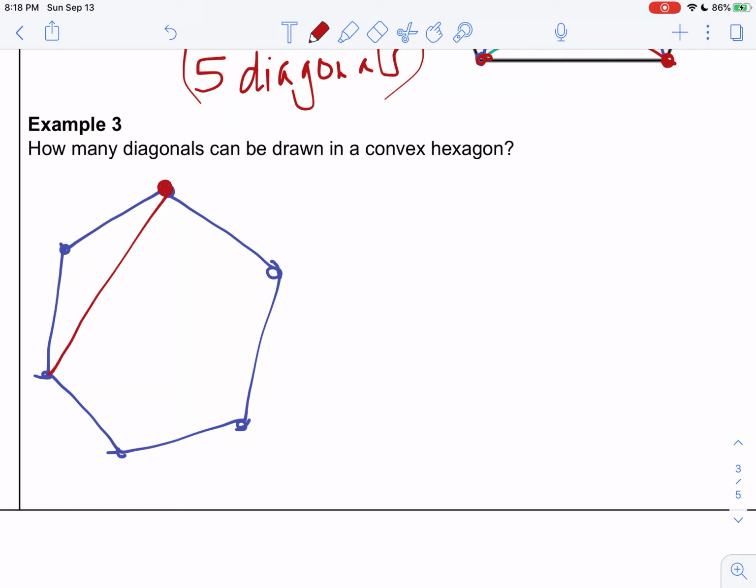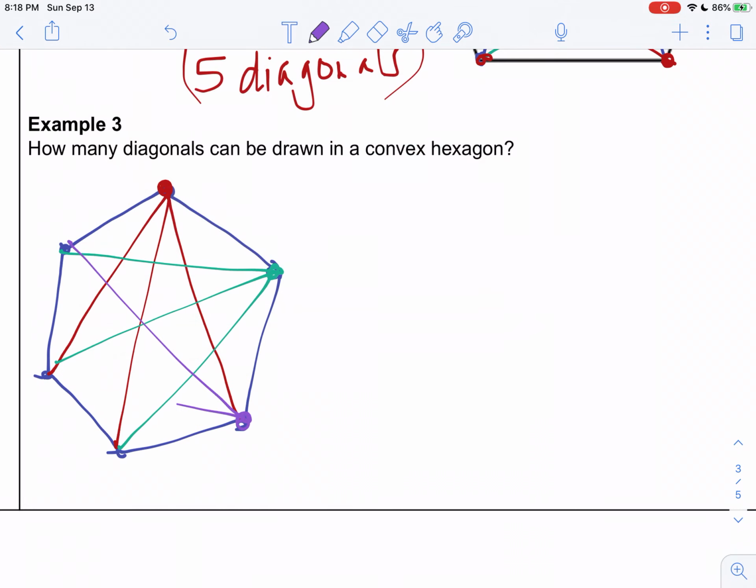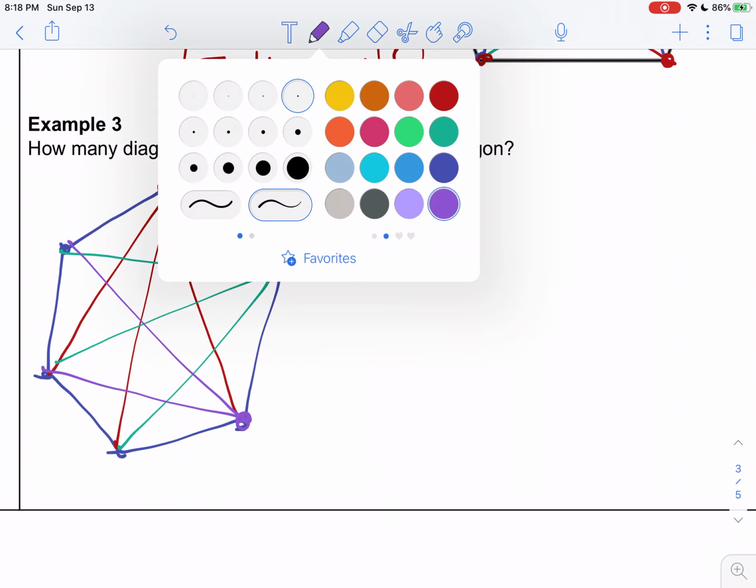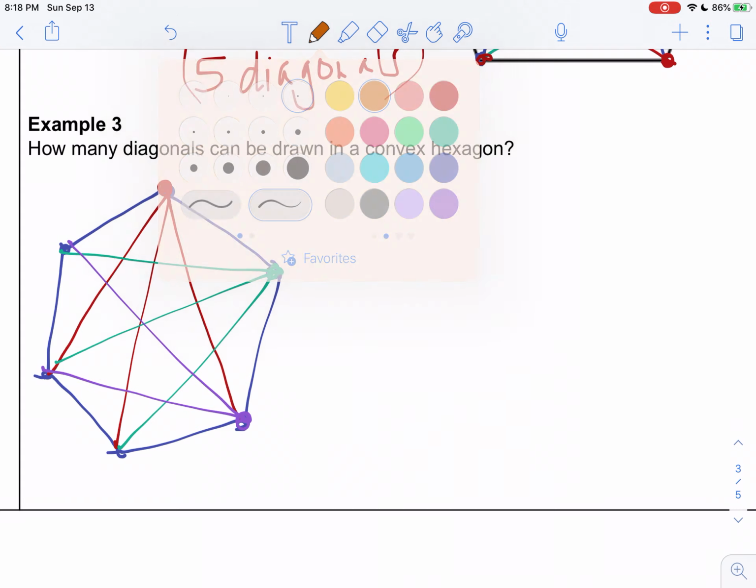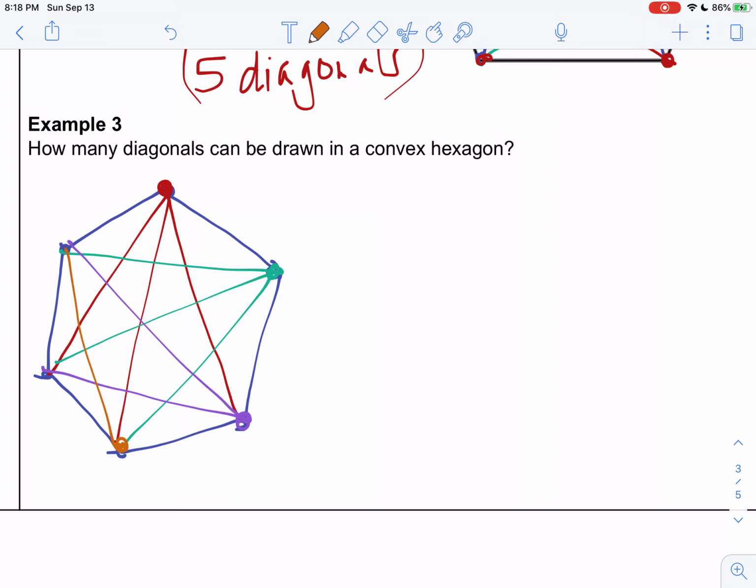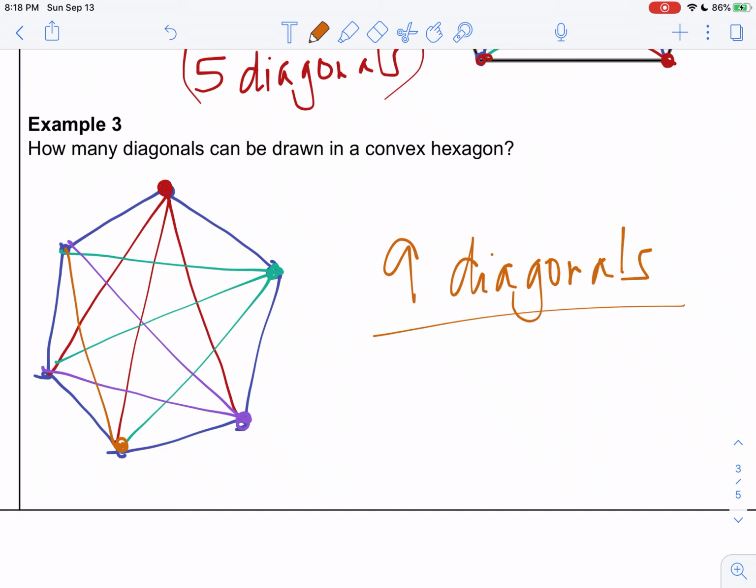So pause the video if you haven't already to determine how many diagonals you can draw. So I would have 1, 2, 3, 4, 5, 6, 7, 8, and then 9. That's going to get all of them for me. I have 9 different diagonals that I can draw in a convex hexagon.